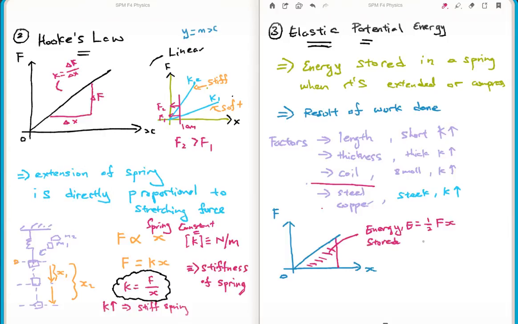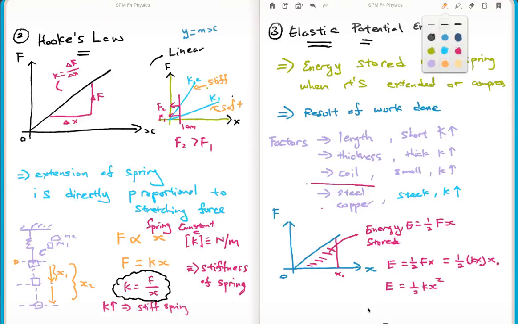So E equals half Fx, and the force of a spring is Kx. This is the original x, x naught. Therefore, the energy stored is basically half Kx squared. This is how you find the energy stored in a spring: half Kx squared. I'll put it as work done, the result of work done in a spring, subscript spring: half Kx squared or half Fx.